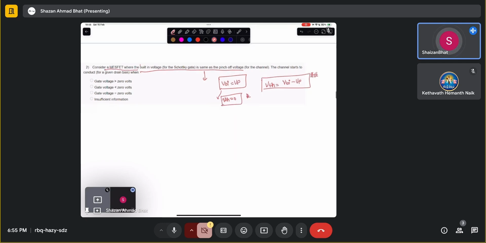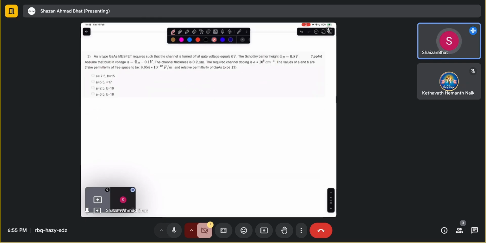If threshold voltage is zero, that means you don't have to apply anything in order to make the channel conduct. So the channel will start to conduct even at zero bias, zero voltage. So that is the concept of this particular question. Okay. Now another question we can move on.